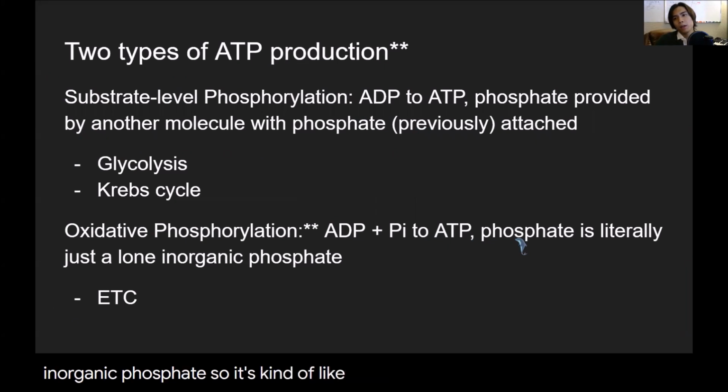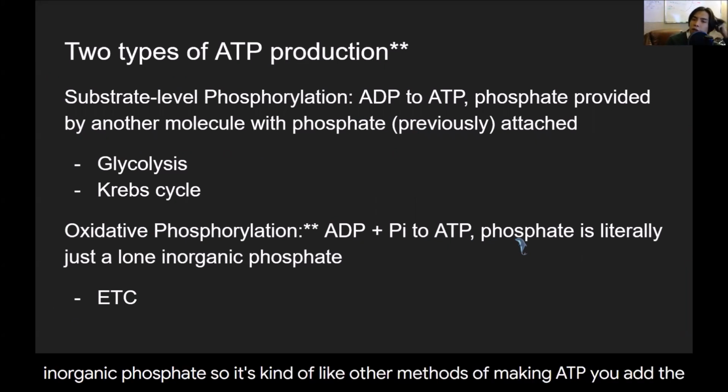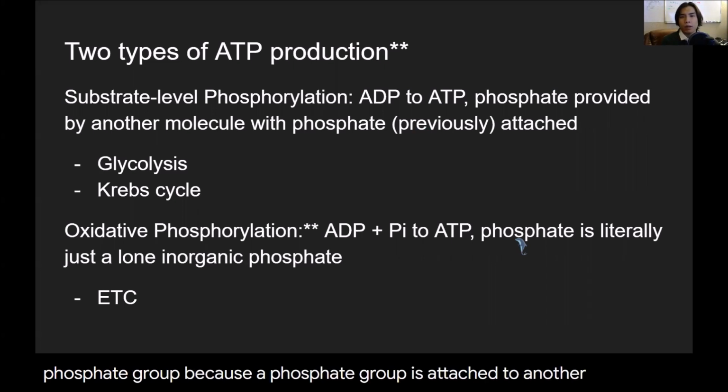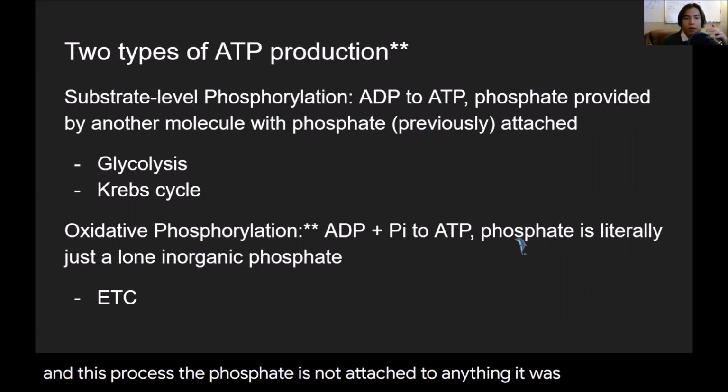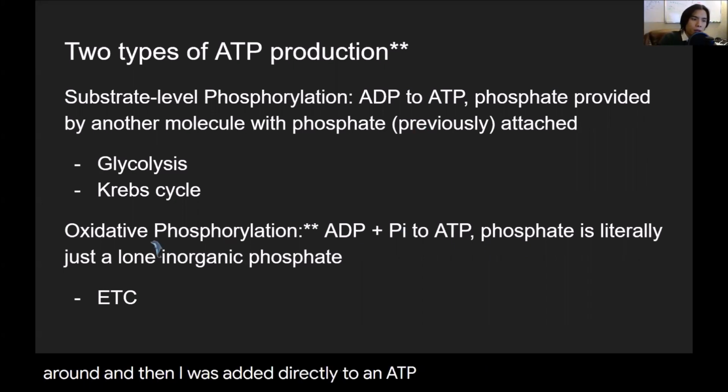So it's kind of unlike other methods of making ATP, where you add the phosphate group because the phosphate group was attached to another molecule. In this process, the phosphate is not attached to anything. It was floating around and then it was added directly to an ADP. And oxidative phosphorylation happens in the electron transport chain with ATP synthase.